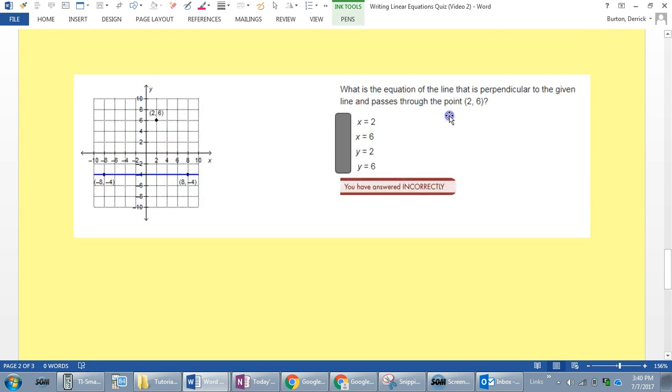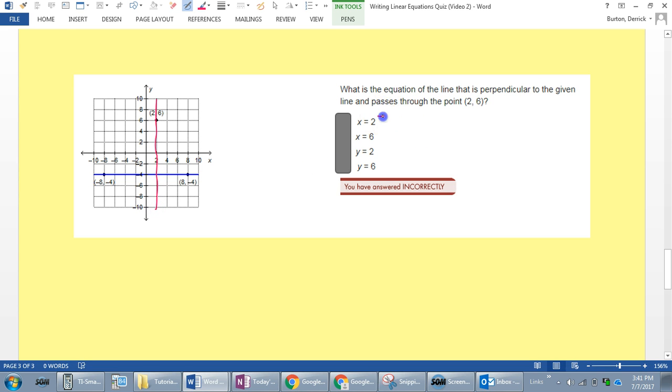All right, what's the equation of the line that's perpendicular to the line and passes through the point? So we're looking for the equation of this line right here. Now, this problem is different from all the other problems that we've done. Hold on, that's bugging me. It's a little crooked. This problem is different because we're dealing with horizontal and vertical lines now.